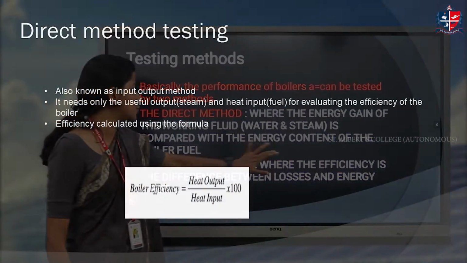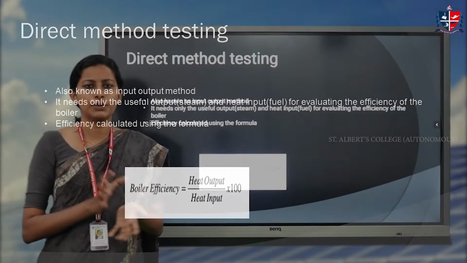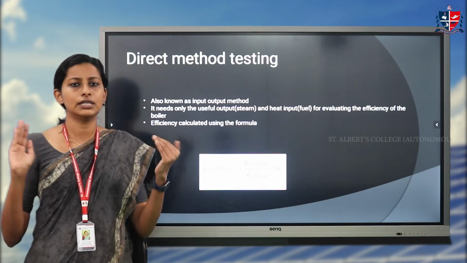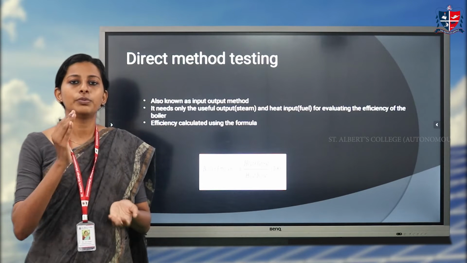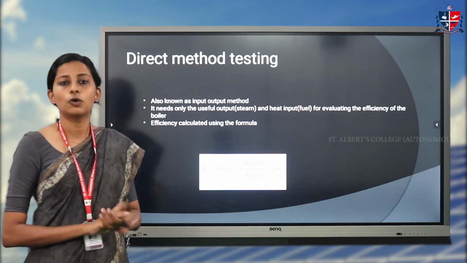We'll go into detail as to what each of these methods means. First we'll take the direct method. The direct method, just as the name suggests, is a very simple method. We are not considering the losses or any other external parameters. Just output divided by input should give you the value. The direct method is also called the input-output method.